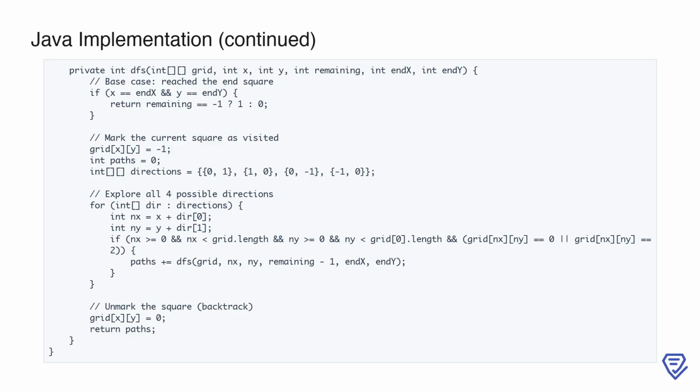We then define the 4 possible movement directions: right, down, left, and up. Using a loop, we explore each direction and calculate the new coordinates. For each new position, we check if it's within the grid boundaries and is either an empty square or the endpoint. If valid, we recursively call DFS, decrementing the remaining count. After exploring all directions, we backtrack by resetting the square to 0, allowing it to be revisited in other paths. Finally, we return the total paths found from this square.